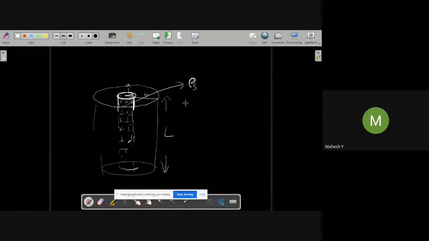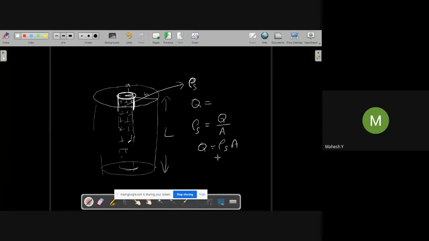Now, can you tell me what is the total charge in the inner cylinder? If the surface charge density is rho s, what is the definition of surface charge density? rho s is equal to Q by area. So Q is equal to rho s into area. Rho s we know. So what is the area of the surface of the inner cylinder?